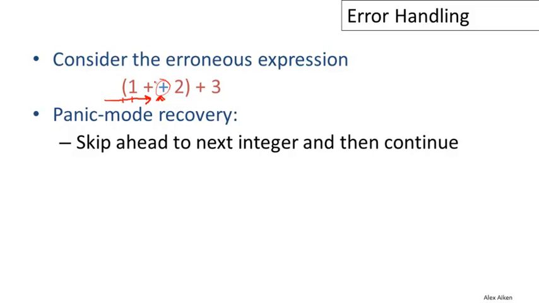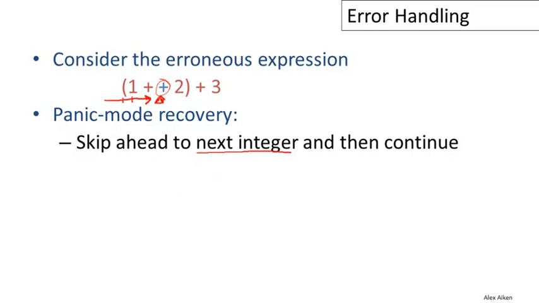So in panic mode recovery, it's going to hit the panic button. Right at this point, it says, "I give up, I'm not parsing normally anymore." It goes into a different mode where it is simply throwing away input until it finds something that it recognizes. For example, we could say that the policy for this particular kind of error is to skip ahead to the next integer and then try to continue.